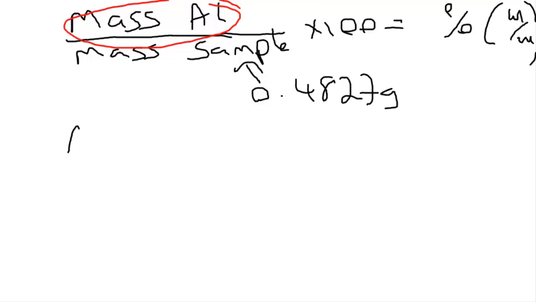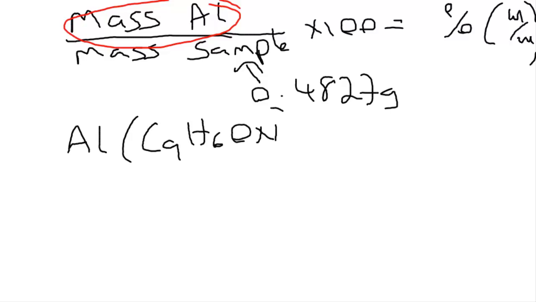Precipitate is aluminum 8-hydroxyquinoline. So the formula of that is given, C9H6ON, and there are three of these. So these are three ligands which are complexed to the aluminum. We know the mass of that. What we need to know is the molecular formula.